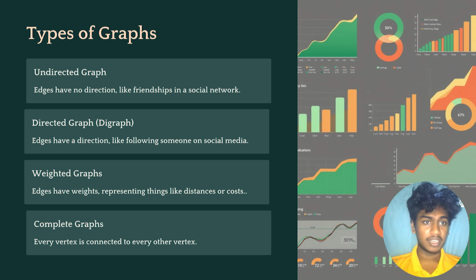After that, complete graph. Every vertex is connected to every other vertex. Bipartite graph, vertices are divided into two distinct sets with connections only between sets.